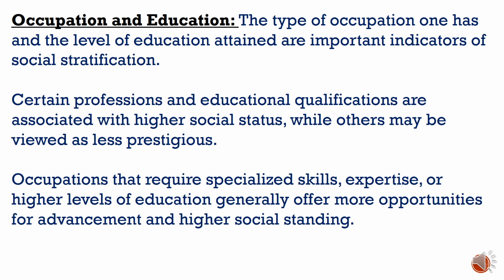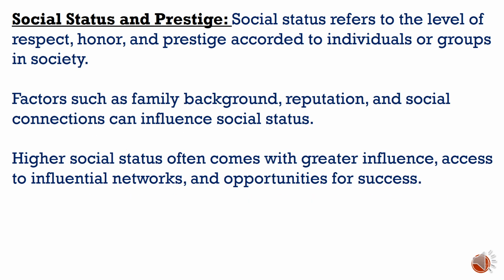The next dimension of social stratification is occupation and education. The type of occupation one has and the level of education attained are important indicators of social stratification. Certain professions and educational qualifications are associated with higher social status, while others may be viewed as less prestigious. Occupations that require specialized skills, expertise, or higher levels of education generally offer more opportunities for advancement and higher social standing.